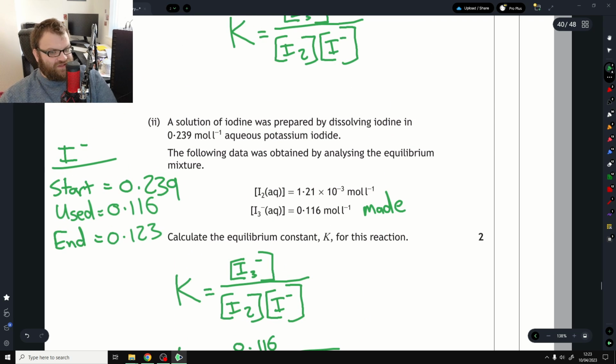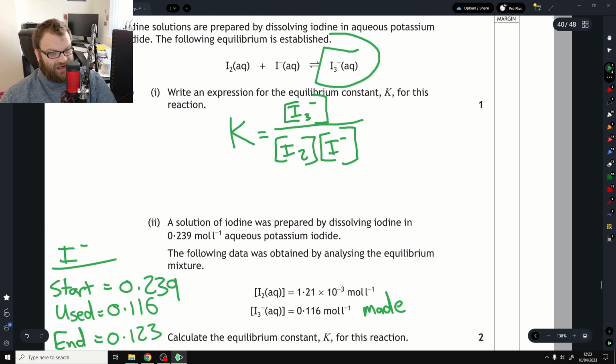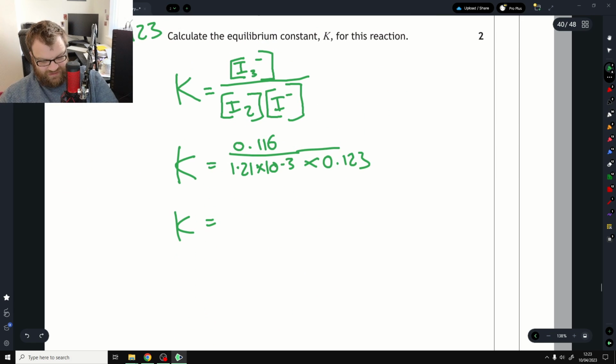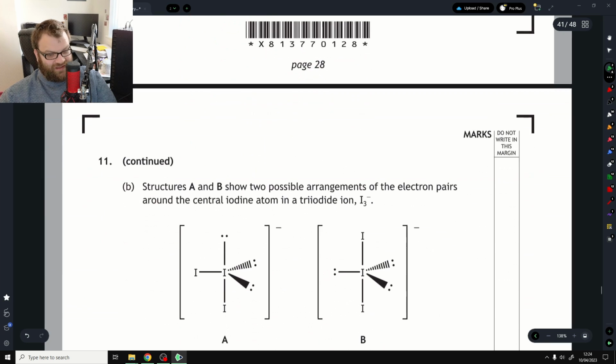So with these ones, there's two ways of keeping track of what's going on. You can either look at how much of the starting materials are used up, or if you know how much product you make, you can work your way back to how much reactants must have been used. And that's what I've done in this one. Popping this in our calculator gives me an answer of 779. The equilibrium constant will not have any units. We don't want to put any units in for our constant, so it's just 779 as an answer.